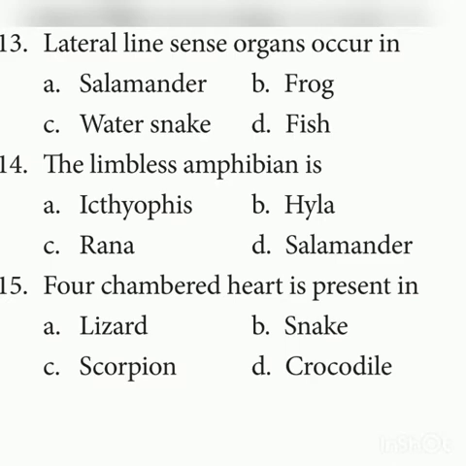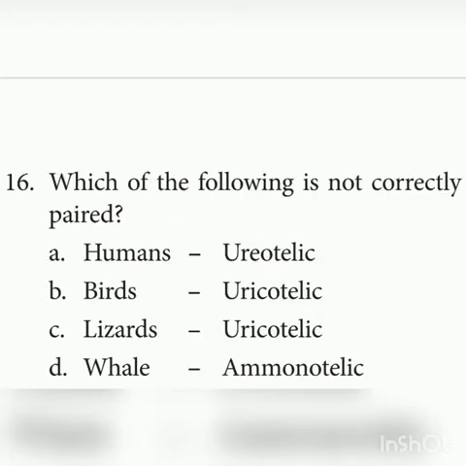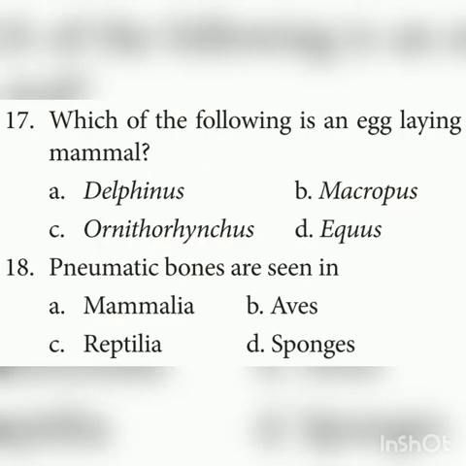See the other options, lizard, snake and scorpion. These are all reptiles. All the reptiles have a three-chambered heart except crocodile, which has a four-chambered heart. 16th one, which of the following is not a correct pair? Whale, aminotelic. Whale is not a fish, it is a mammal. So it excretes urea. So it is the wrong one. 17th one, which of the following is an egg-laying mammal? Ornithorhynchus.